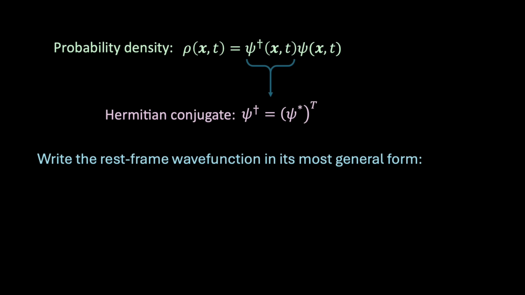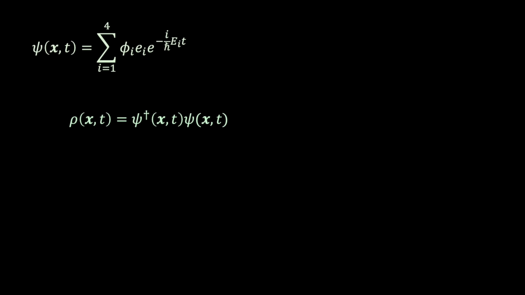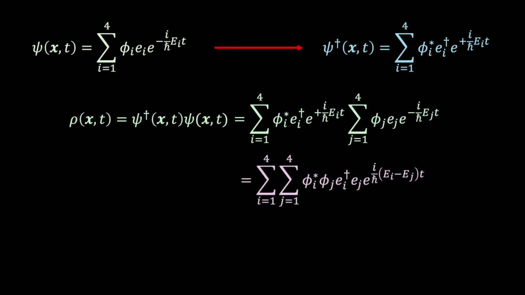Now, let's write the rest frame wave function, corresponding to p equals 0, in its most general form as a linear superposition of the 4 basis spinors, where E1 and E2 are equal to plus mc squared, and E3 and E4 are equal to minus mc squared. It then follows that the Hermitian conjugate of the wave function can be written in the following form, and if we then sub these two expressions into the probability density equation and combine the exponential terms, we find the following purple expression. Now, here is the key point.